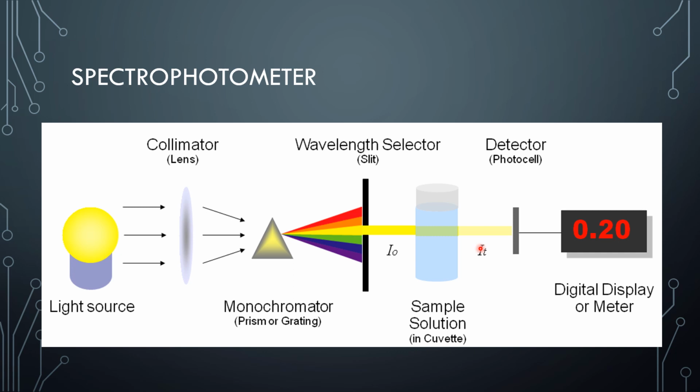But if we place a colored sample in this cuvette, then the light entering the sample and exiting the sample will be different, which means some amount of light has been absorbed by the sample, which is colored, and some amount of it will be transmitted through the sample, and that transmitted light will be detected by this photodetector.